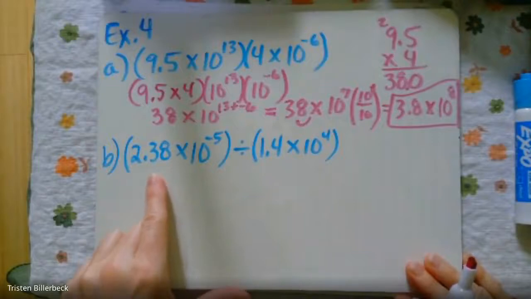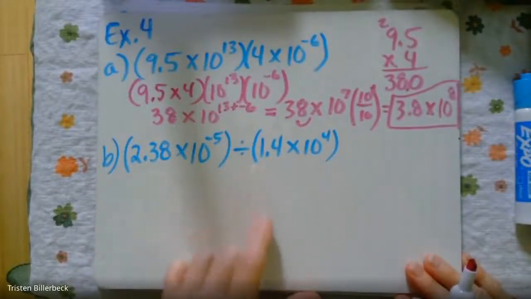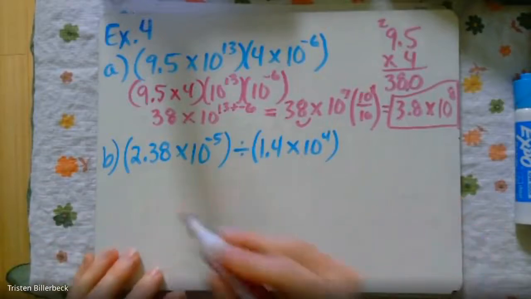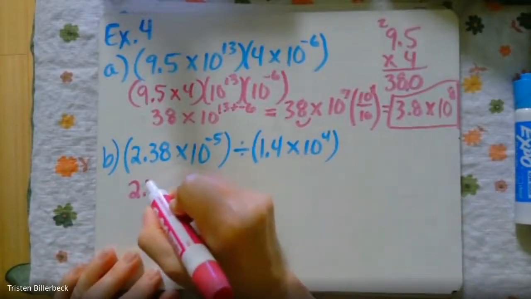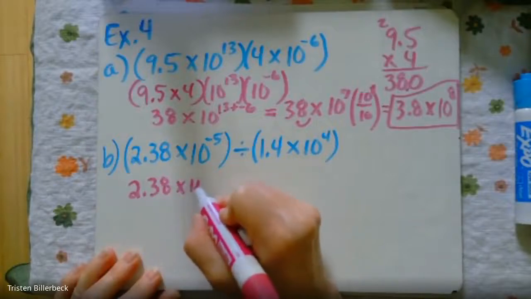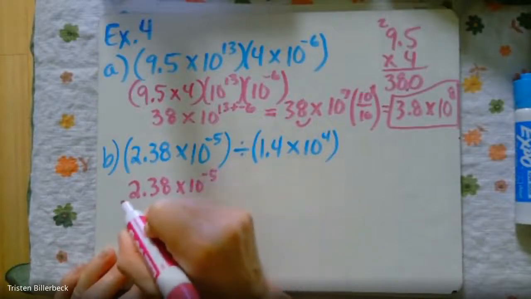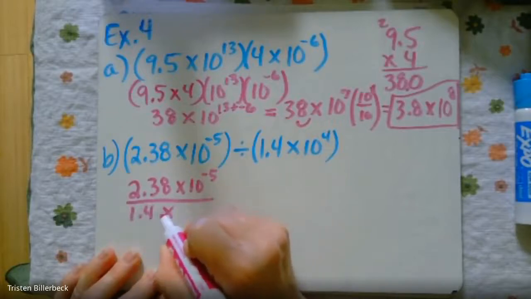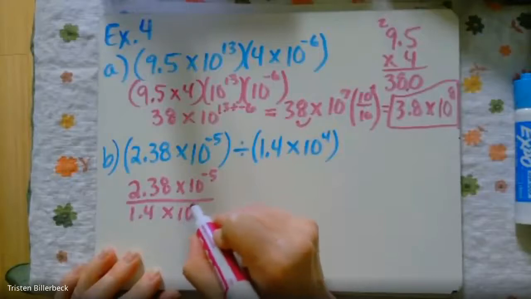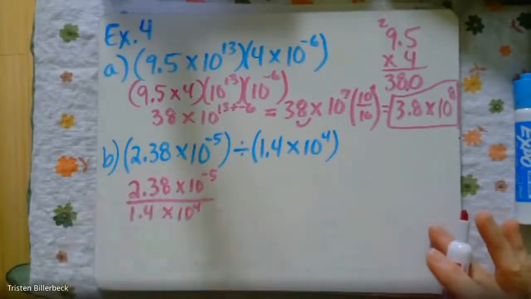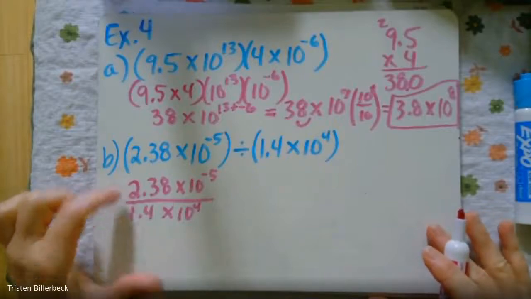All right, on this one we're dividing. Remember I said division was a lot like this, where you have 2.38 times 10 to the negative 5, and you put that over 1.4 times 10 to the 4. That kind of shows us what we're going to do with the tens, but we have to divide these two.